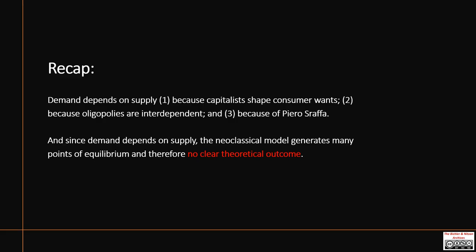So to recap, demand depends on supply for three different reasons. One, because capitalists shape consumer wants. Two, because oligopolies are interdependent. And three, because of Piero Sraffa. And since demand depends on supply, the neoclassical model generates many points of equilibrium and therefore no clear theoretical outcome.